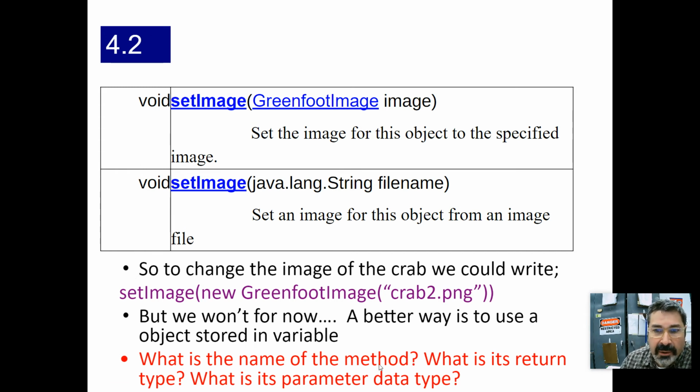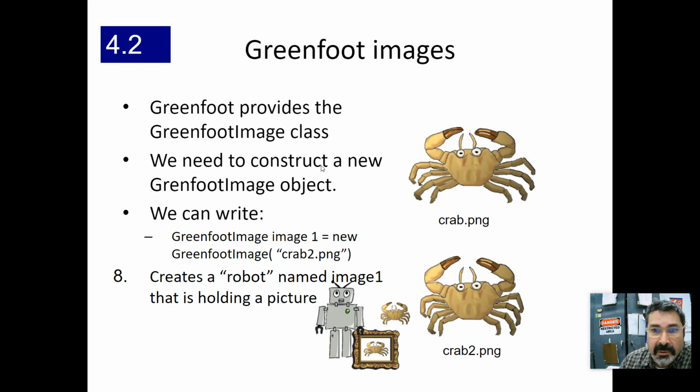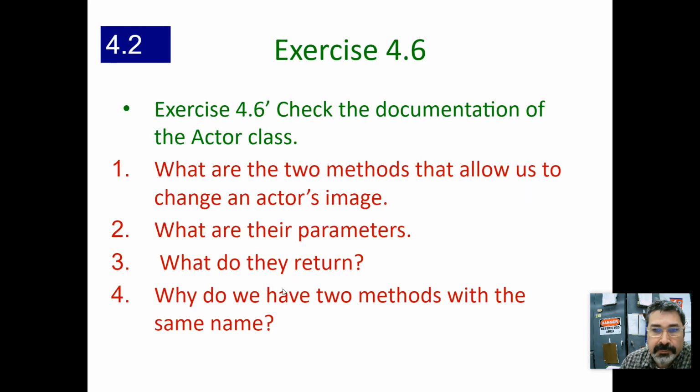Okay, what is the name of the method? What is its return type? Well, here's the return type. What is this parameter data type? Well, one has this and one has this. This means letters in quotation marks. This means this guy right here. So it's a Greenfoot image object that can do all kinds of stuff with the picture.